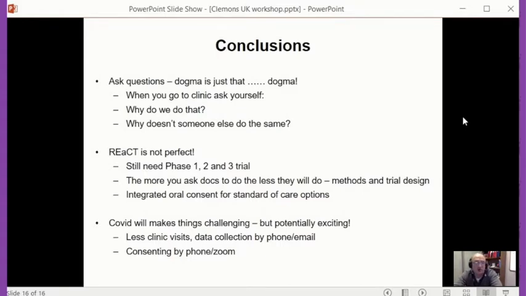We use integrated oral consent for comparing standard of care options. This is not oral consent for phase 1, 2 trials. This is where we have multiple standards of care.